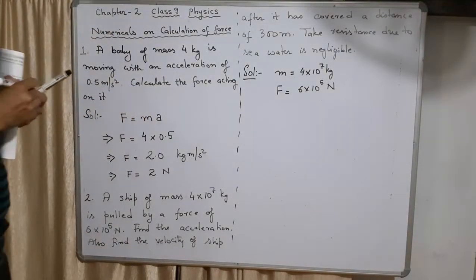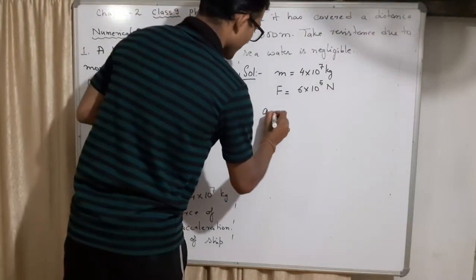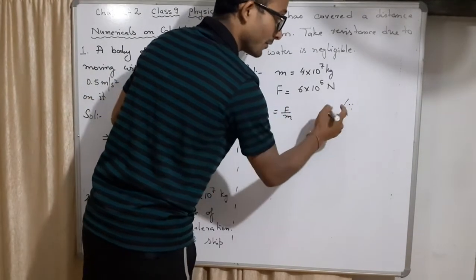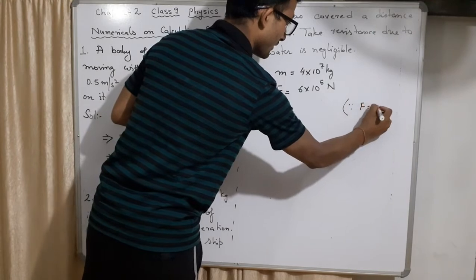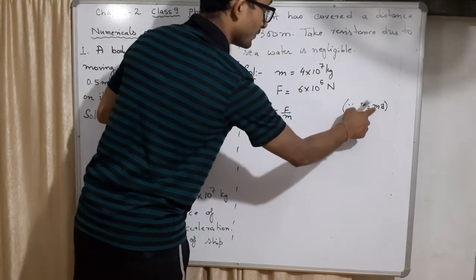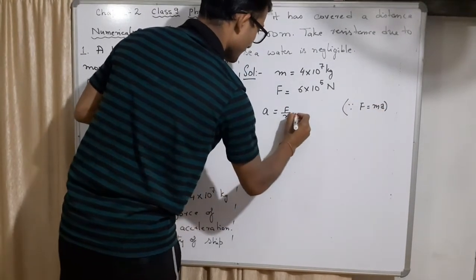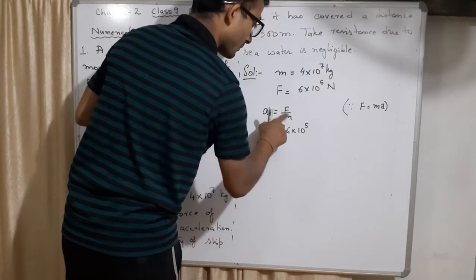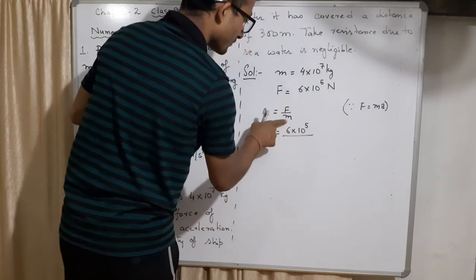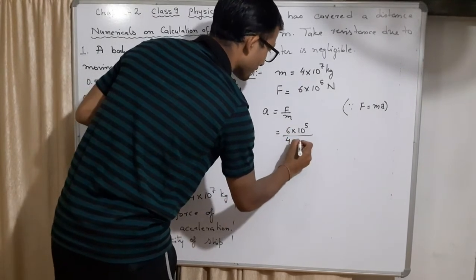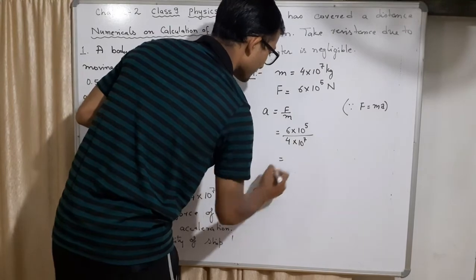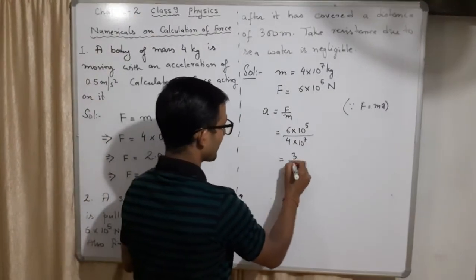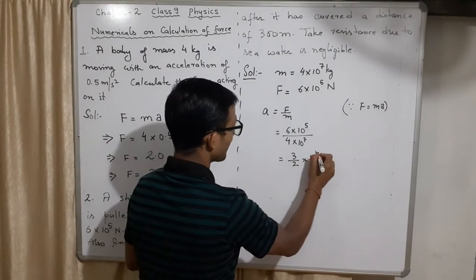Find the acceleration. Very easy. a is equal to F by m. Why? Because F is equal to ma, so that means a will be F by m. Force is 6 into 10 to the power 5. In place of F I wrote this one, and in place of m I'll write this, 4 into 10 to the power 7. So now if I cancel them, it will give me 3 by 2 into 10 to the power 5 minus 7.